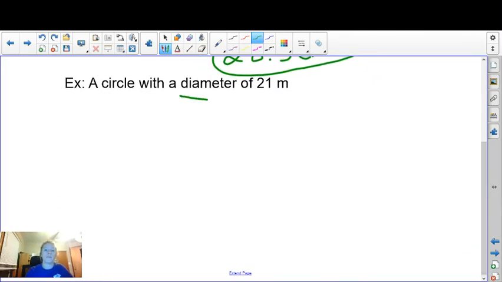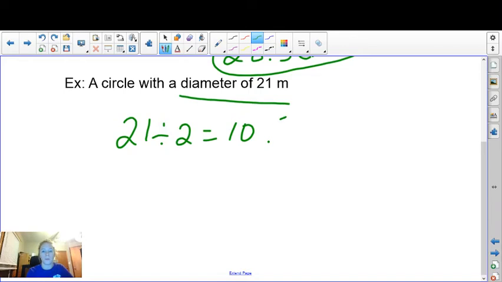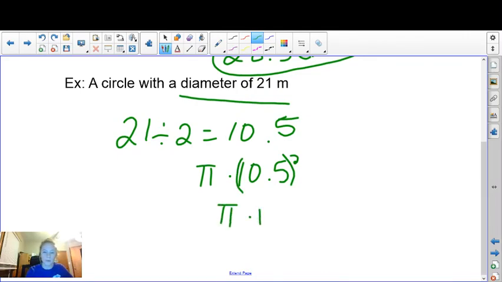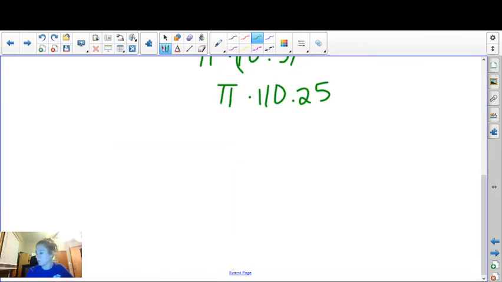This next one, I have a diameter and I need a radius. So what I need to do is start by taking that 21 divided by 2, which is 10.5. And then I need to take pi times 10.5 squared. And that's pi times 110.25, which gives me 346.4 meters squared.